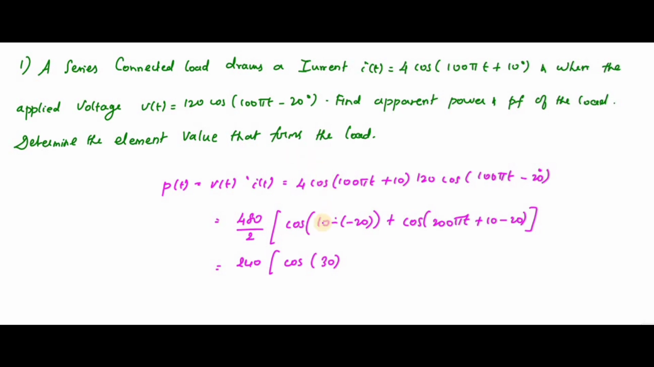Sorry, this should be del V, right? So this should be del V, which means minus 20 minus 10. So this is minus 30. Anyway, you will get the same answer only. Plus 240 cos(200 pi t minus 10).